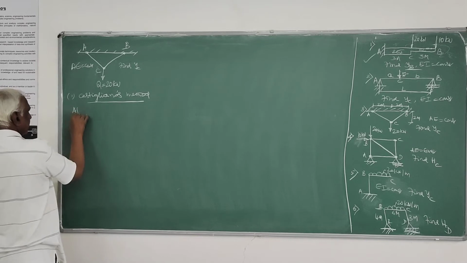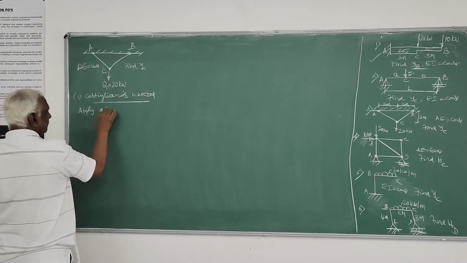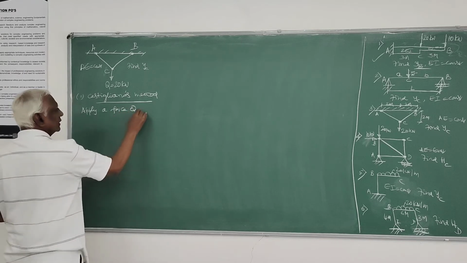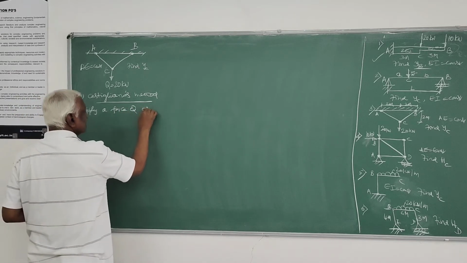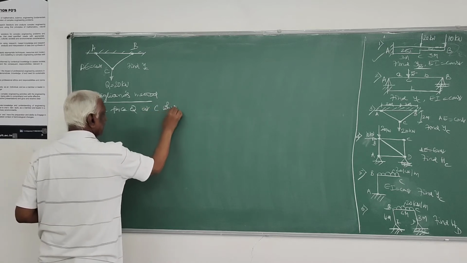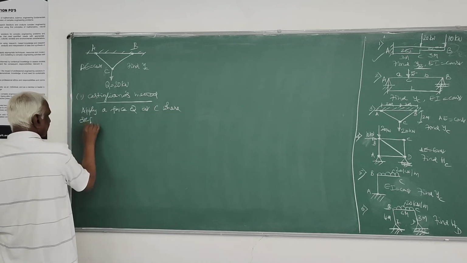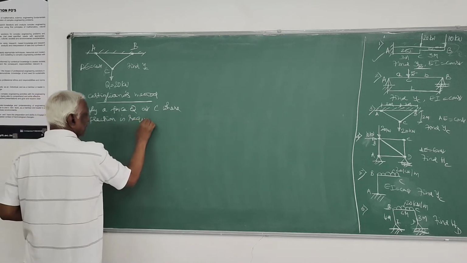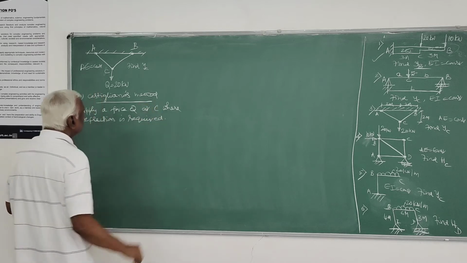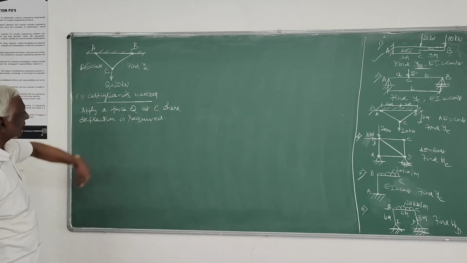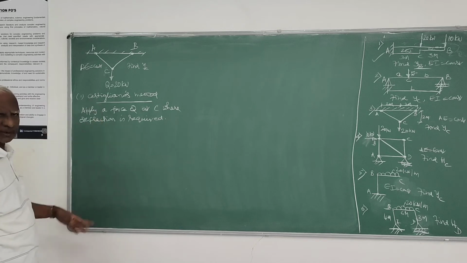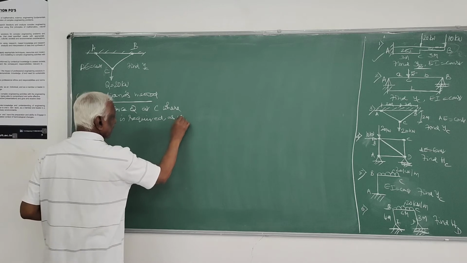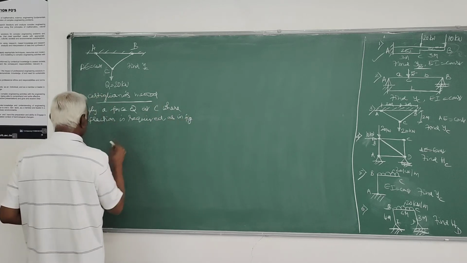First apply a force Q at C where deflection is required. Where vertical deflection is required, therefore you have to apply a vertical load Q in that direction where deflection is required, as in figure.